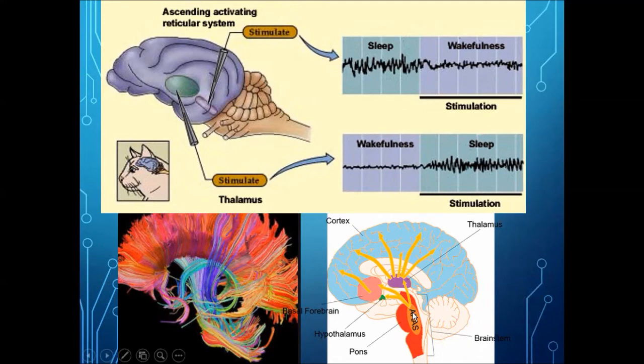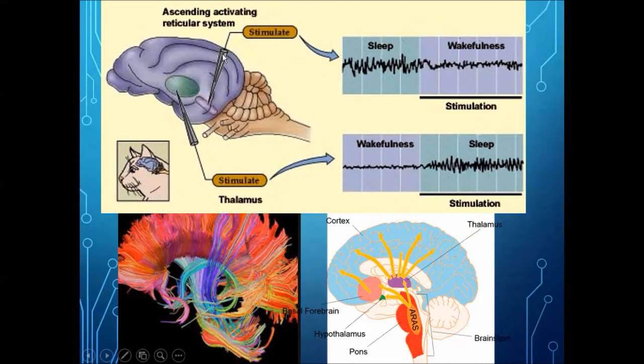ARAS is the ascending reticular activating system. It's in the upper brain stem. Once you stimulate it, they wake up. The cat will wake up, doing cat research. You can stimulate the thalamus, it doesn't make a difference. They stay asleep. It doesn't have any influence at all.